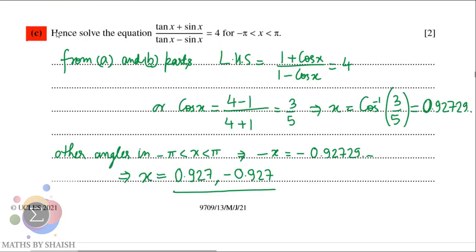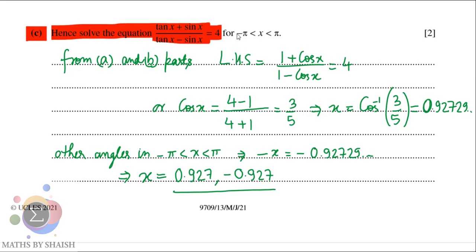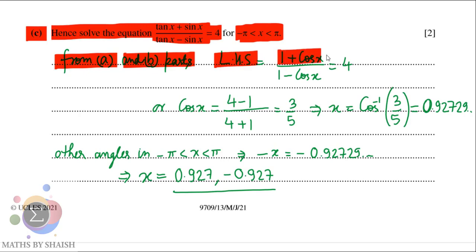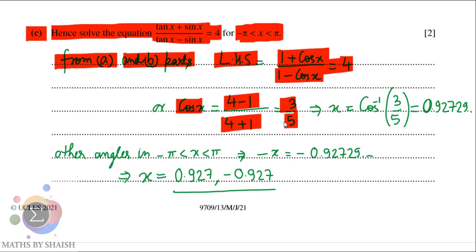And here's the C part: hence solve the equation this equals 4, and values of x have to lie between minus pi and pi. Since it says "hence", we can understand that we are going to use the result from the previous part. So from the A part and B part we have this left hand side as (1 plus cos x) over (1 minus cos x), and here the k value is 4, so it becomes this. And from the B part, we got cos x as (k minus 1) over (k plus 1). Here k is 4, so it is directly 3 by 5.